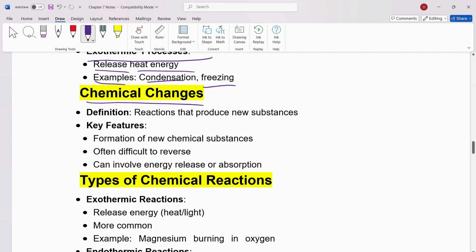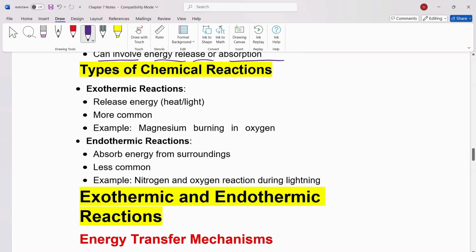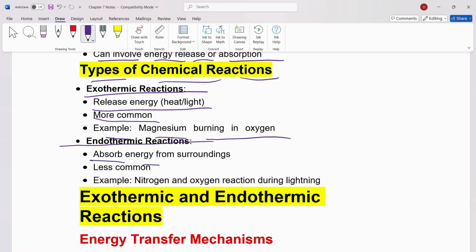Now, in chemical changes, what are chemical changes? Definition: reactions that produce new substances. Key features: formation of new chemical substances, often difficult to reverse, can involve energy release and absorption. Types of chemical reaction: exothermic reactions release energy in the form of heat or in the form of light. They are more common. Example: magnesium burning in oxygen. Endothermic reactions absorb energy from the surroundings. They are less common. An example is the reaction of nitrogen and oxygen during lightning.